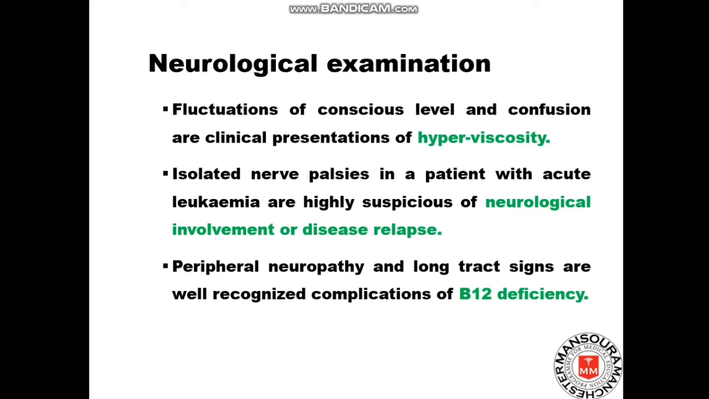Neurological examination, fluctuation of conscious level, and confusion are clinical presentations of hyperviscosity in cases of paraproteinemias and chronic myeloid leukemias when the patient presents with a high count exceeding 100 cells per cubic millimeter. Isolated nerve palsies in a patient with acute leukemia are highly suspicious of neurological involvement or disease relapse. Peripheral neuropathy and long tract signs are well recognized complications of vitamin B12 deficiency.